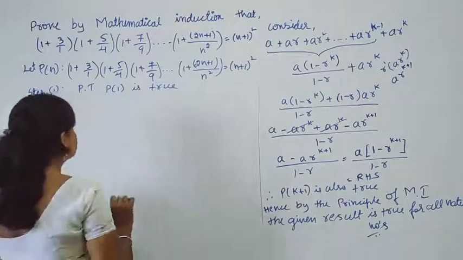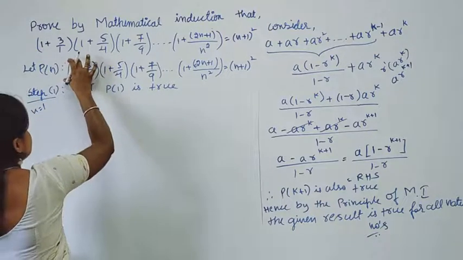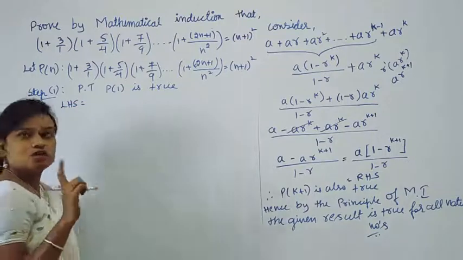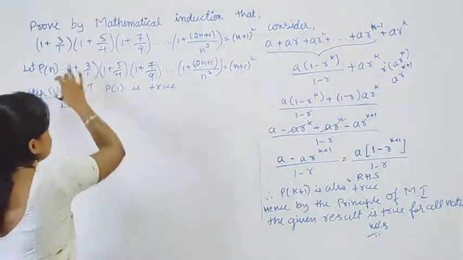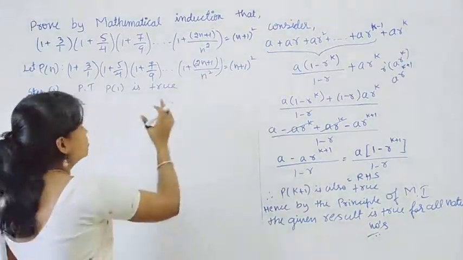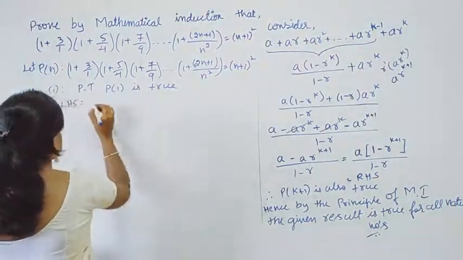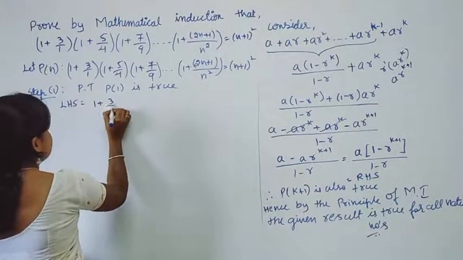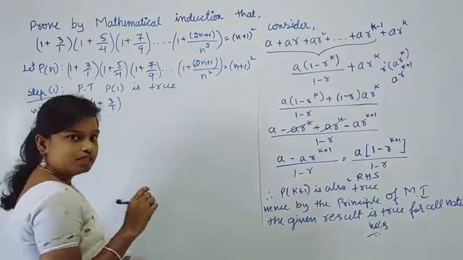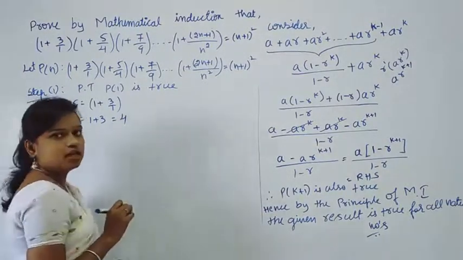Right? So what happens when n is equal to 1? When n is equal to 1, the LHS becomes, consider only the one term. This is the nth term, it has n number of terms. So when n is equal to 1, we have to consider the first term only. So that is 1 + 3/1, which is nothing but 1 + 3, so 3 + 1 is equal to 4. So LHS becomes 4.